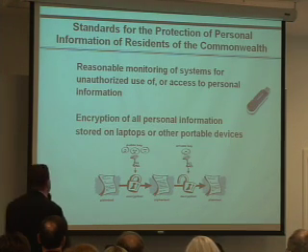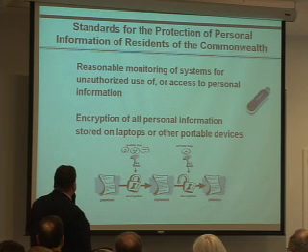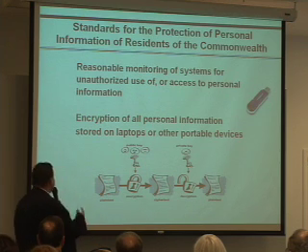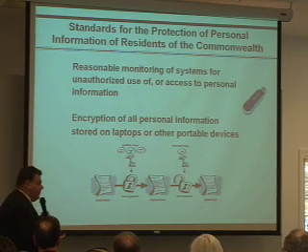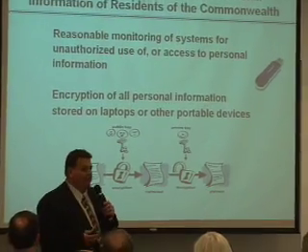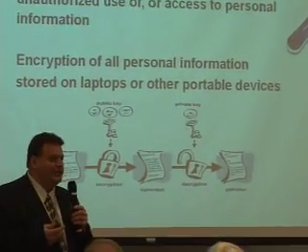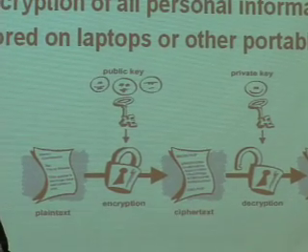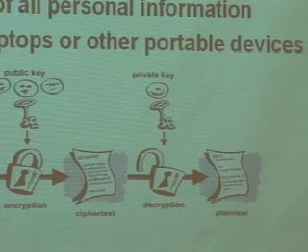So next one is reasonable monitoring of systems for unauthorized use or access to personal information. Encryption of all personal information stored on laptops and other portable devices. So the first one is reasonable monitoring of systems for unauthorized use or access to personal information. Well, there's some great technology out there for reasonable monitoring of systems. It's called intrusion detection systems. However, for a small business, it's almost too cost prohibitive to implement inside of a very small business.